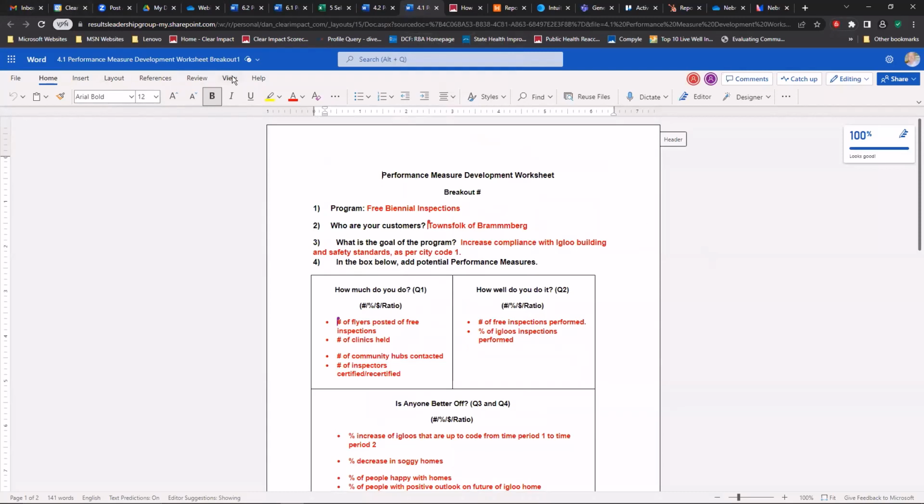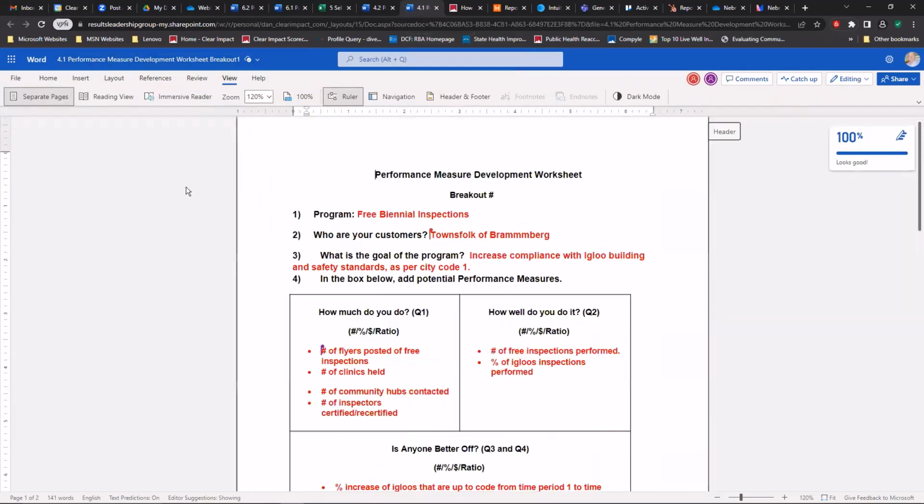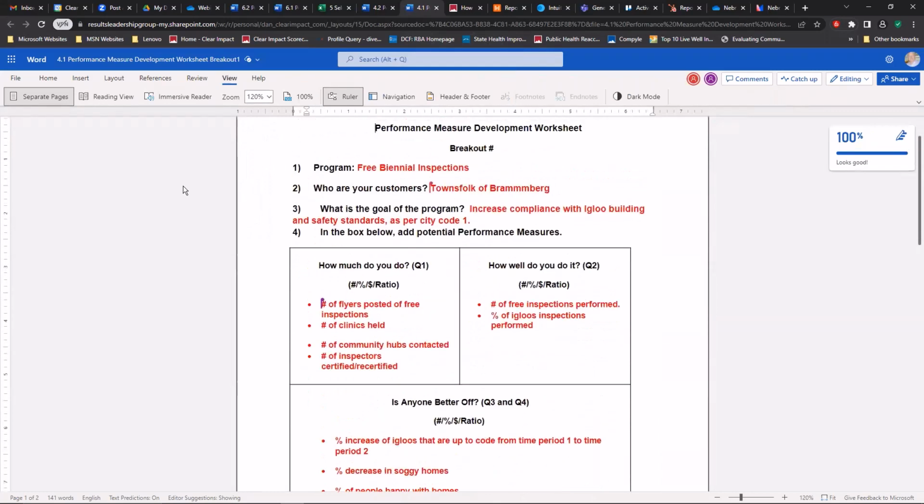So we went with the free biennial inspections. So that's an inspection once every 2 years, not twice a year, until corrected otherwise. Customers are just the Brambergonians, as they're called. Obviously, compliance with igloo building and safety standards per city codes.